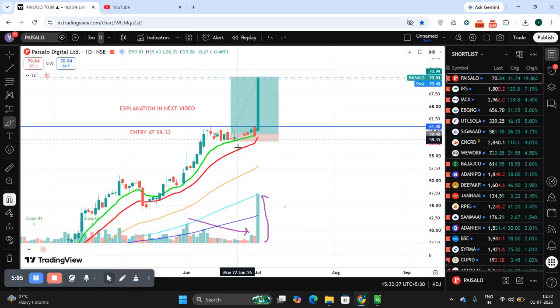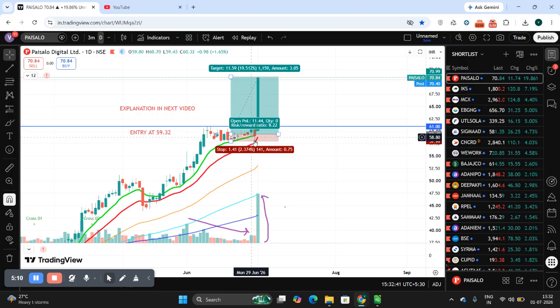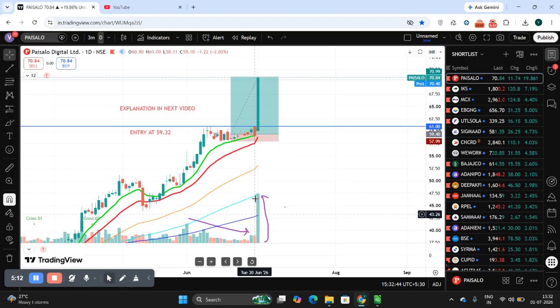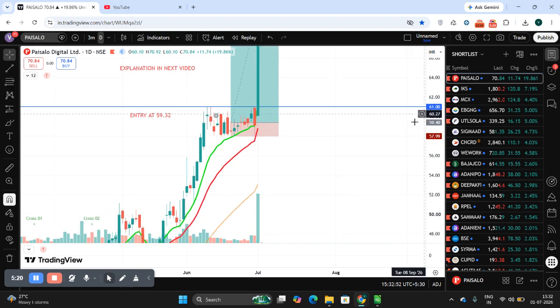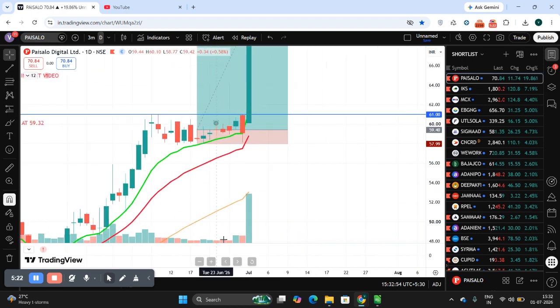You can see the 21 EMA here. These are my 9, 20, 50, 100, 200 moving averages. So how did I enter here? The stock pulled right back to its key short-term moving averages, and right on the moving average it formed a clean doji.